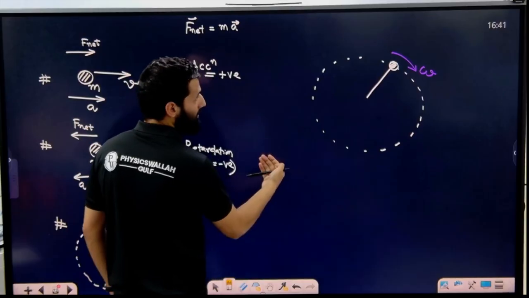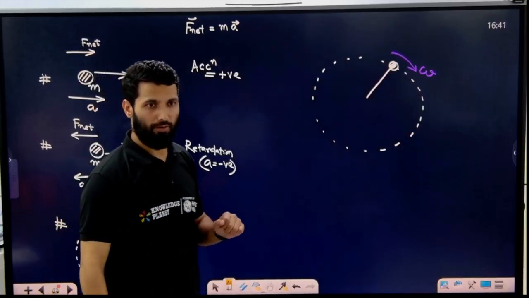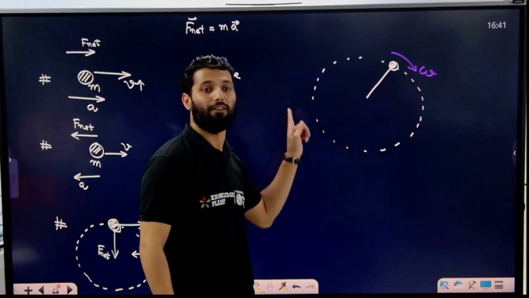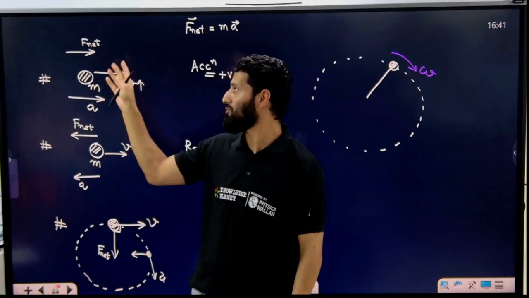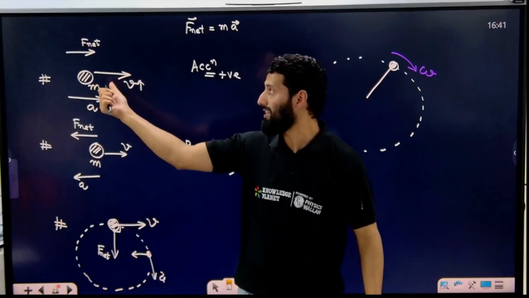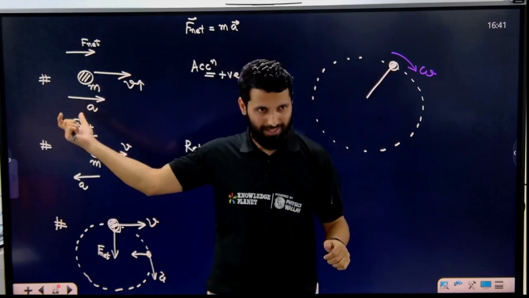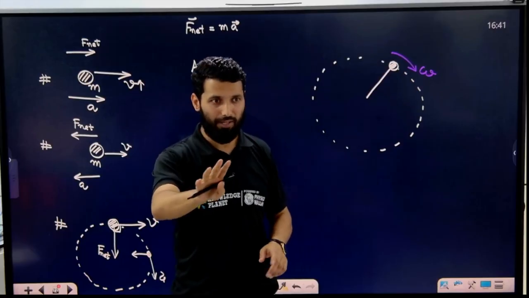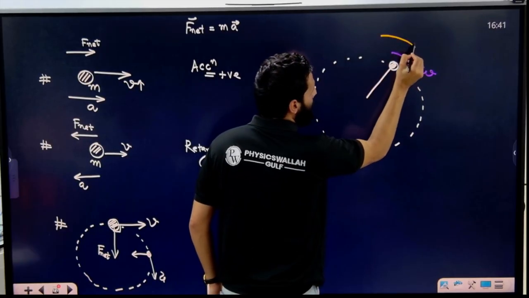Now if there is no torque, it will maintain its angular velocity. Do you understand? Like here, if there was no force, it will maintain its uniform motion. Here, it will maintain its linear velocity. Here, it will maintain its angular velocity. When there is no torque, it will maintain its angular velocity; when there is no force, it will maintain its linear velocity. Are you getting the point? Are you trying to relate?